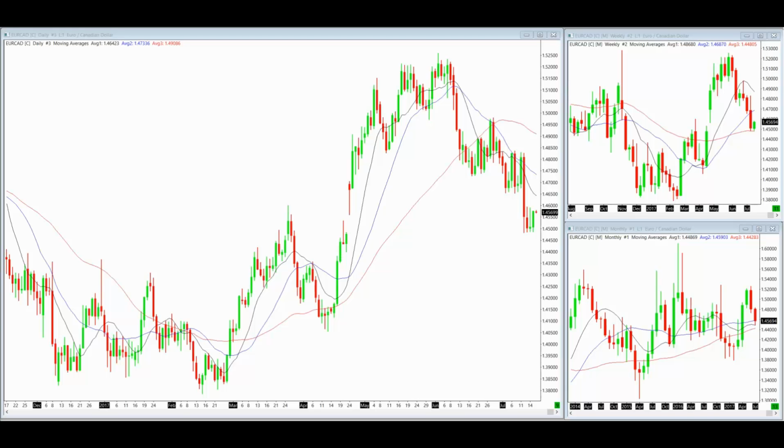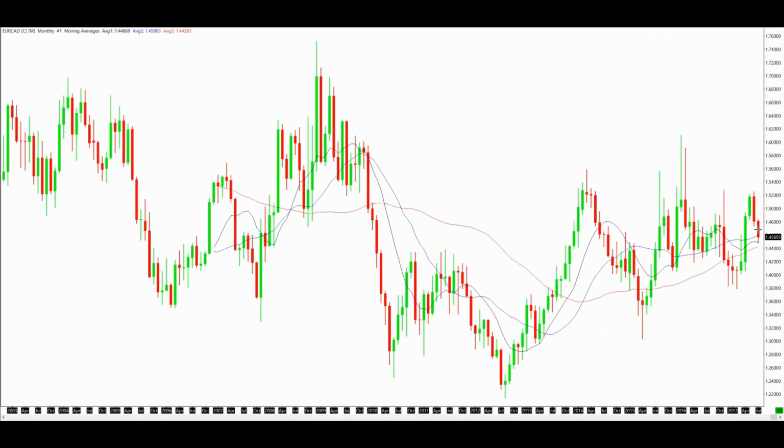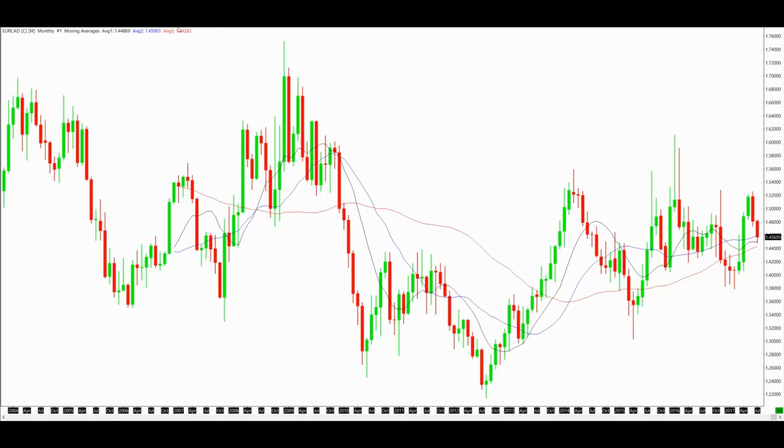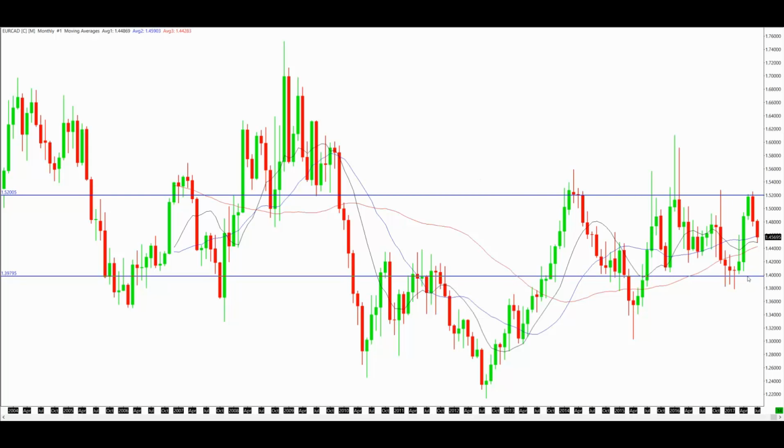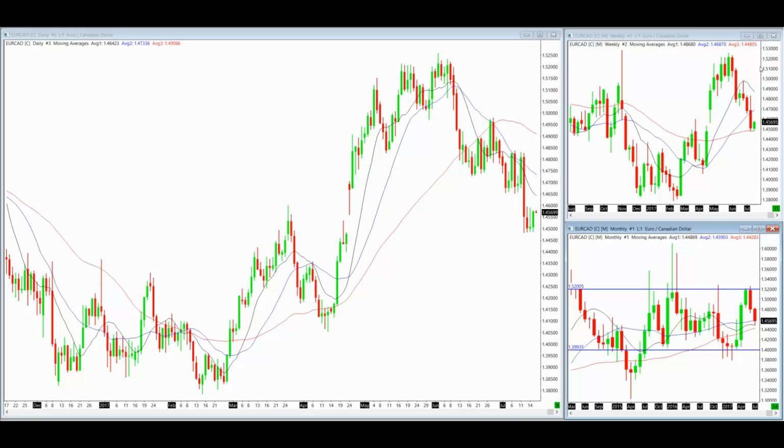Today I'm going to look at the euro against Canadian dollar, and I would like to share with you my trade plans. So first we are looking at the monthly chart. First sign, the price is stuck in a big trading range. The top of the trading range is around 152. The bottom of the trading range is around 140, around here. Now the price is moving from the top of the trading range towards the bottom of the trading range. So this is what the monthly chart is telling me.